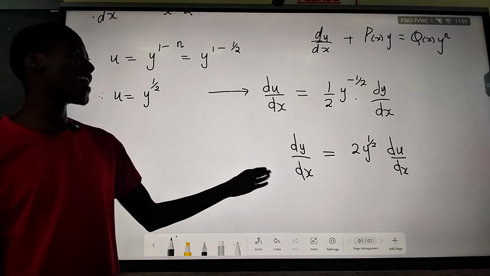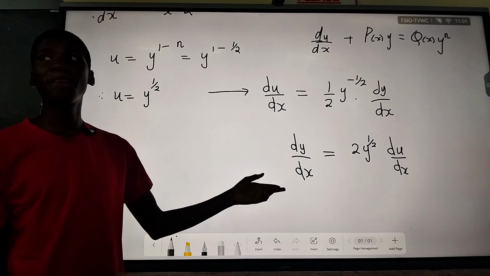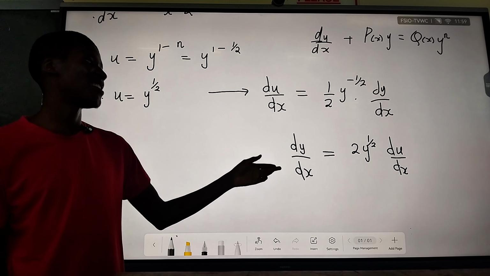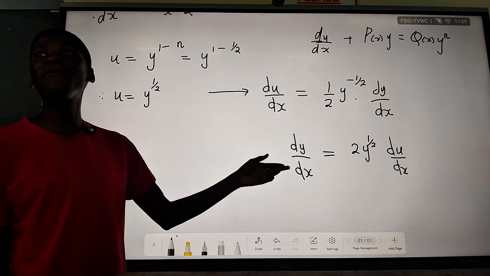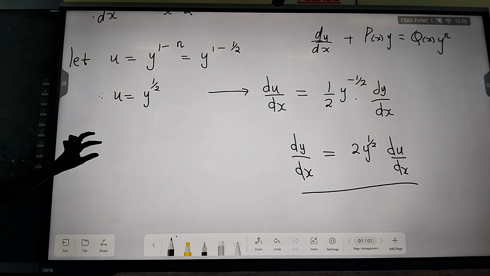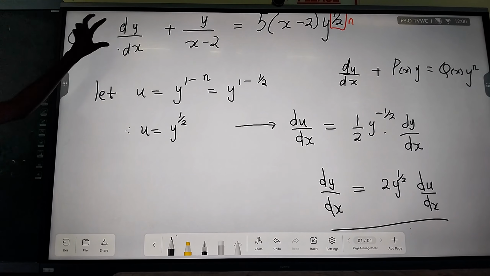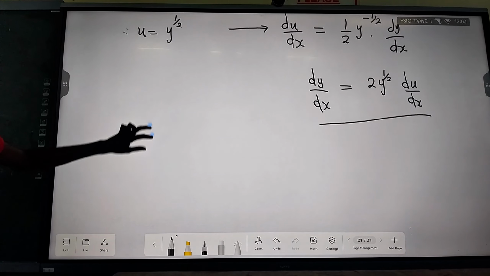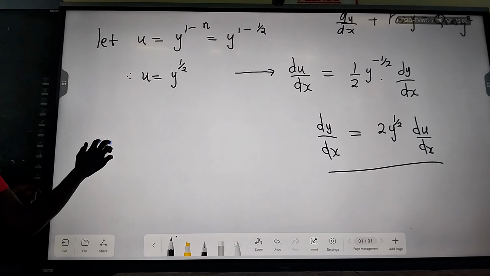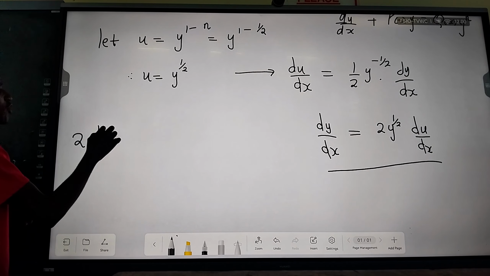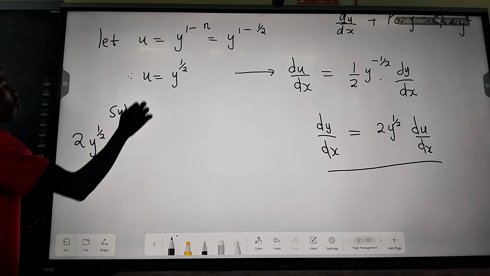Can you see what I have written here? The mathematics still holds. So this is dy/dx. Now you are going to substitute where there is dy/dx. You're going to put 2y to the power of 1 over 2 du/dx. So here you substitute.